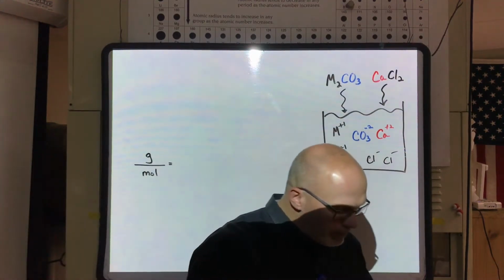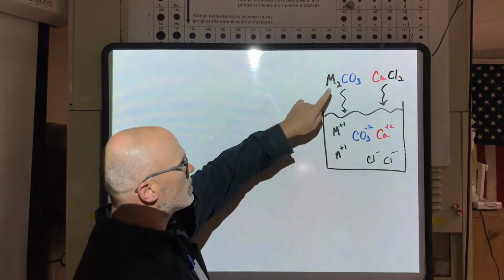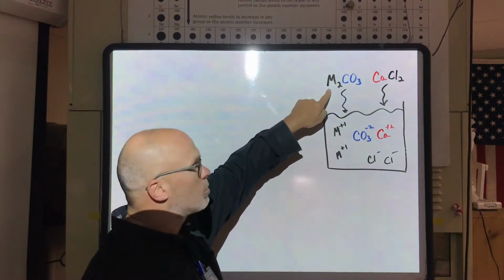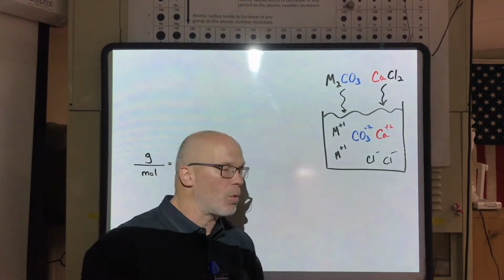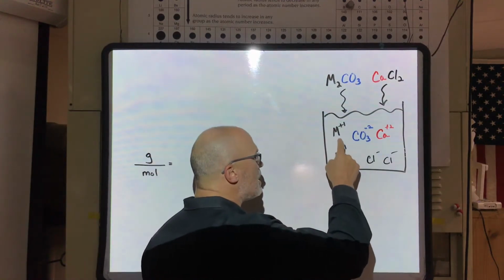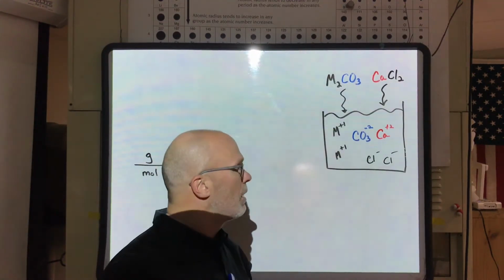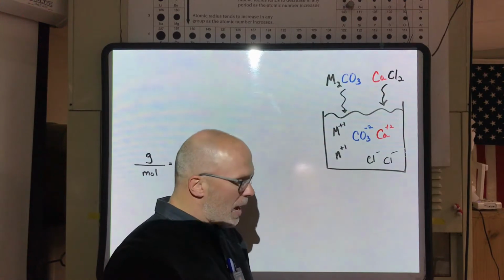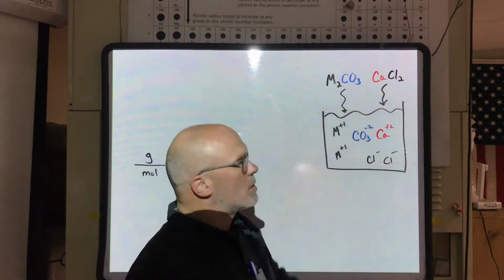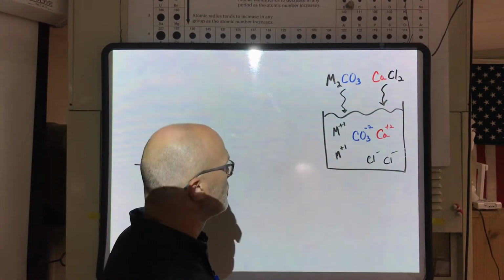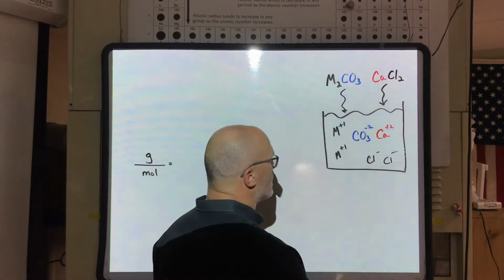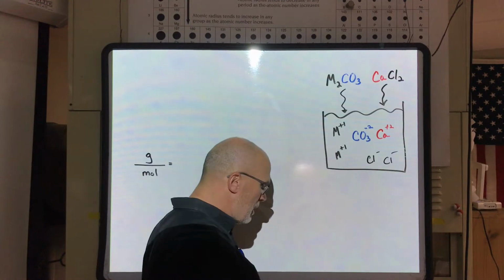So real quickly, what we did was we massed out our sample, not knowing if it was one of the three. We dissolved it in some water. The amount of water wasn't important because it was about the number of particles here. And then what we did is we added some excess calcium chloride solution. And both of these are soluble based upon the solubility rules. And when we dissolve these ions into the same solution, a precipitate occurred.